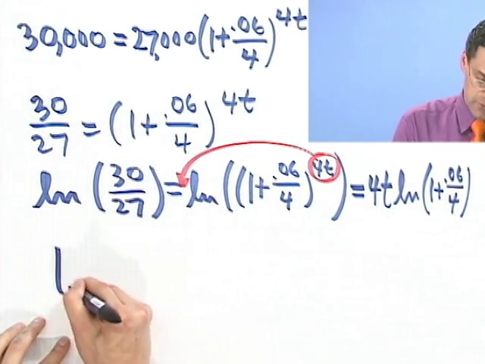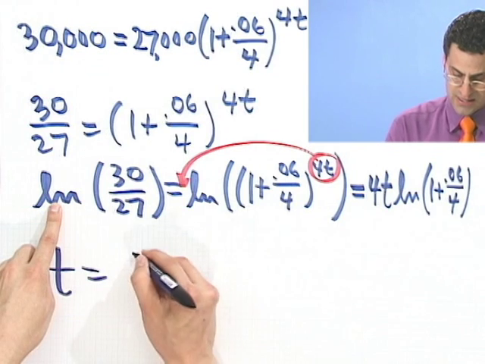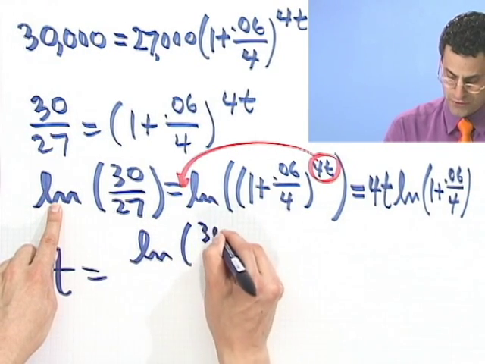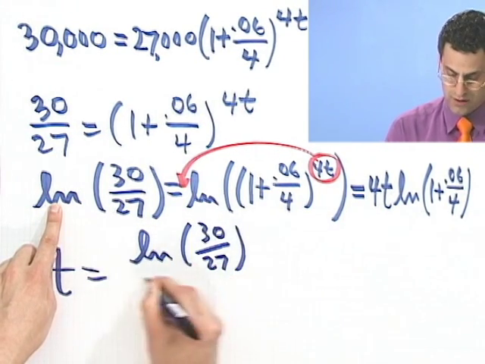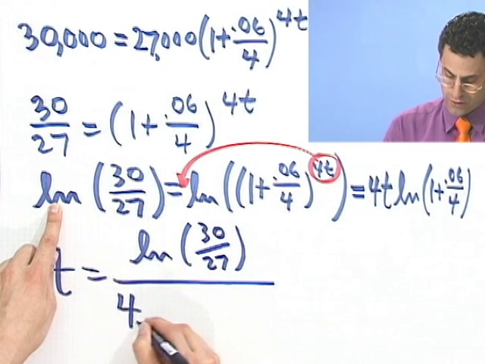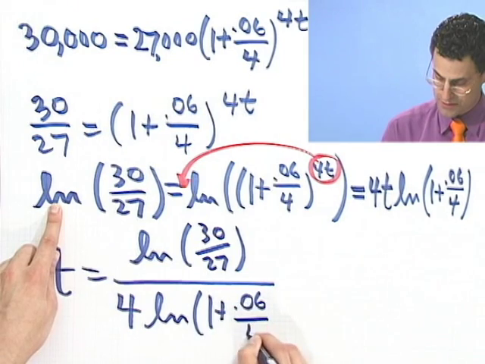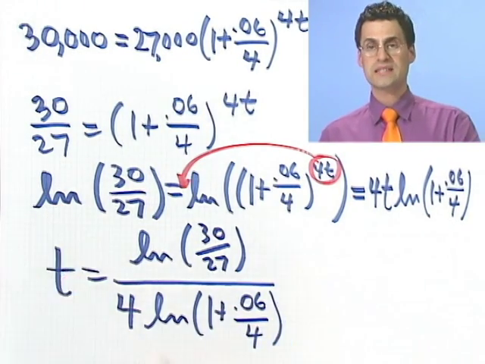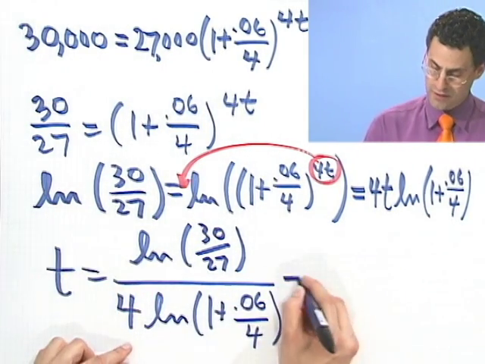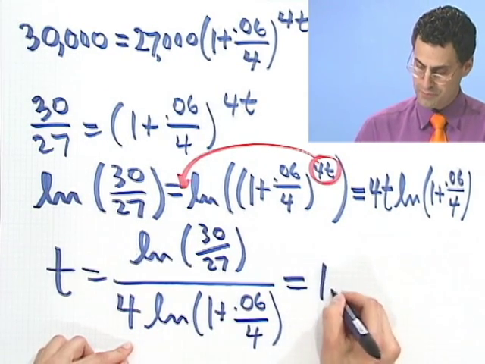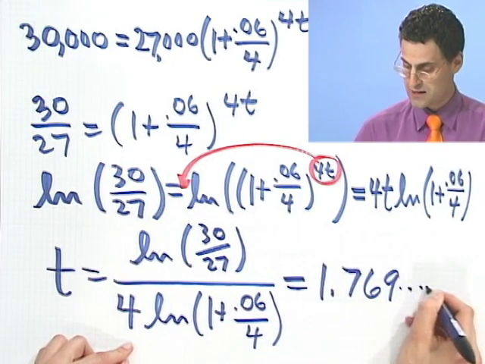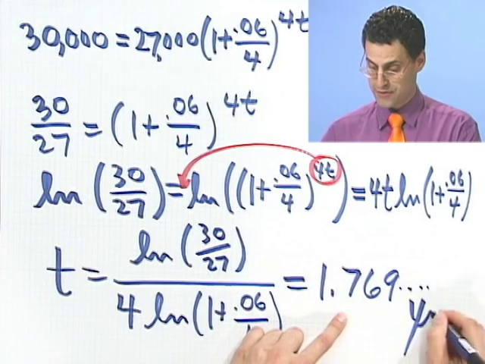And I see that t equals, look how easy this is, it's just this thing: natural log of 30 over 27, all divided by 4 times the natural log of 1 plus 0.06 divided by 4. Now that's something we can actually type into a calculator or a computer, and if we do, we'd get 1.769. And that's how many years I have to wait.